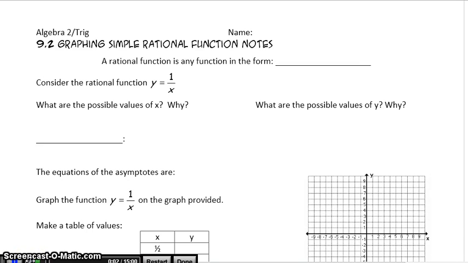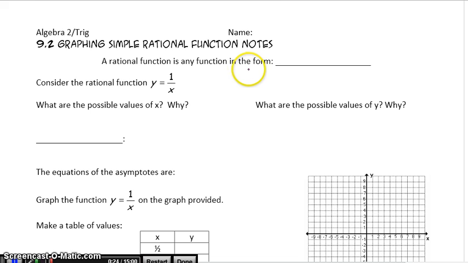Hello, and welcome to 9.2 Graphing Simple Rational Function Notes. So, we're just continuing on our journey through our rational functions. And last time we talked about direct and joint variation, and today we're just going to talk about our rational functions. So, first of all, what is a rational function?